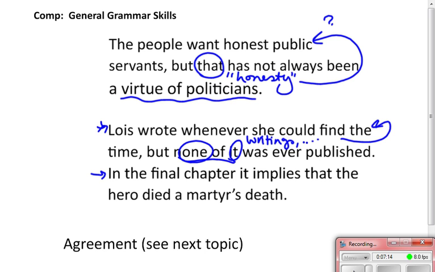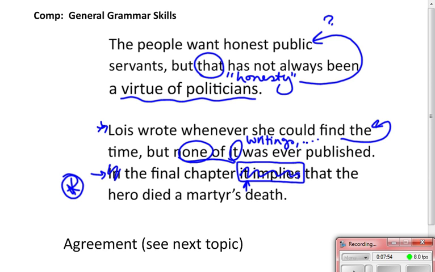And the final example. In the final chapter, it implies that the hero died a martyr's death. This is something you want to avoid in your writing. Who or what is it? The chapter implies? A chapter itself can't imply anything. So this is putting this in the article, it says. Well, an article can't say something. We should just directly say the article suggests, the article proposes, the final chapter suggests the hero died a martyr's death.